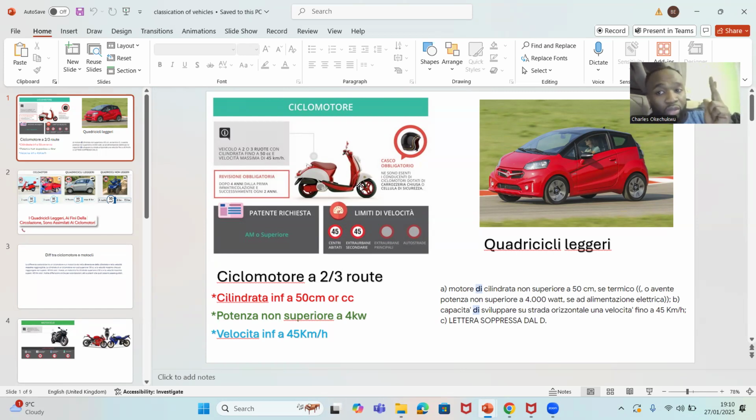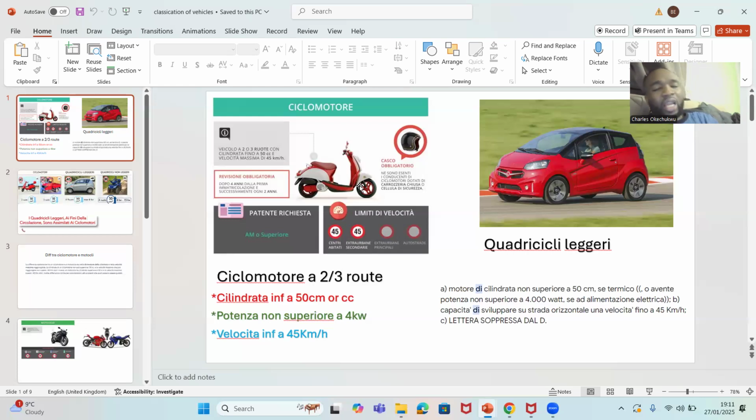That is the first definition. The second definition is quadricicli leggeri. Why do they call it quadricicli? Because it has 4 wheels. Are you guys writing it down? Quadricicli simply means it has 4 wheels. Now, why do they call it leggeri? Because of their characteristics, we are coming there now. What is leggeri in Italian? Leggeri means light. We know heavy. Leggeri depends on their characteristics, anything that is not heavy.